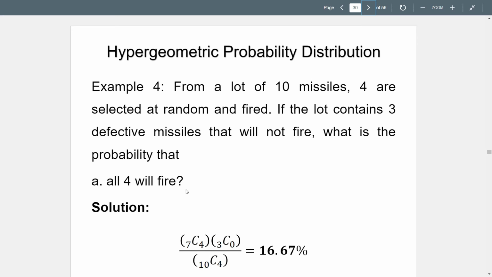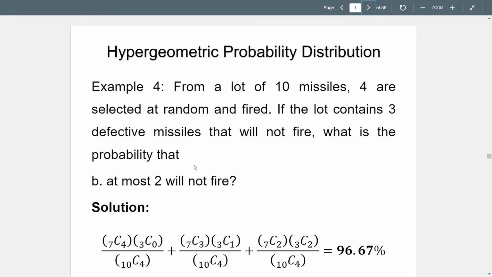So there are 7 missiles that are not defective and 3 defective. For all 4 to fire, there will be no defective here, so you'll have 7C4 for the non-defective, where all 4 will fire, and for the defective you have 3C0, none of them fired. Then the total is 10C4. So you'll have a 16.67% probability that all 4 will fire.